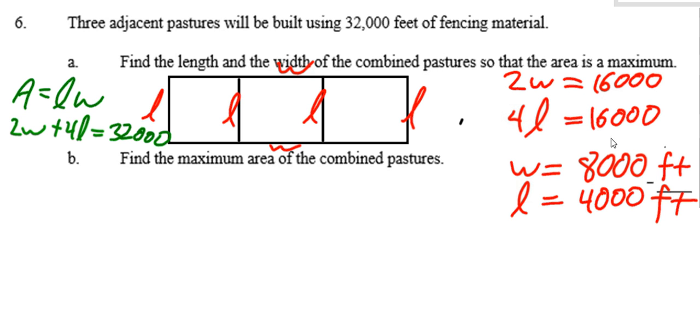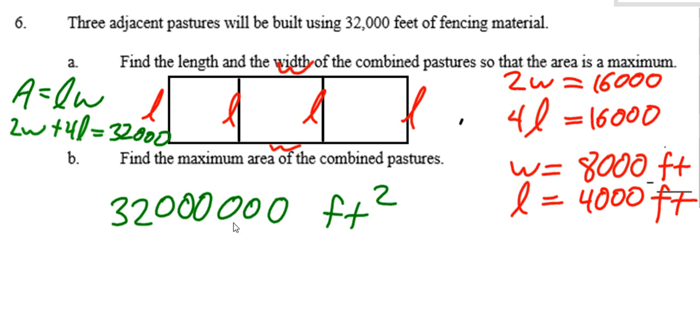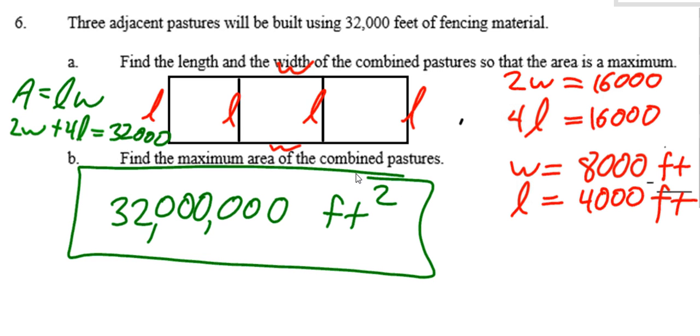So to find the maximum area, since it's length times width for area, multiply 8,000 times 4,000. And it's really, really big. Make sure you put your units on there for everything.